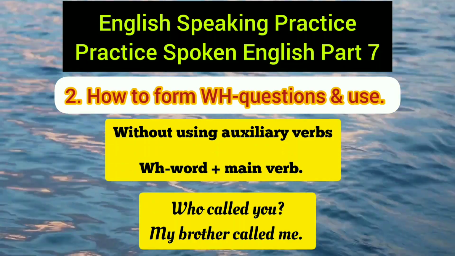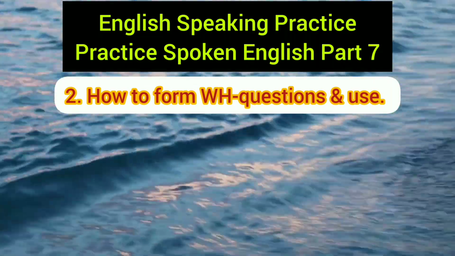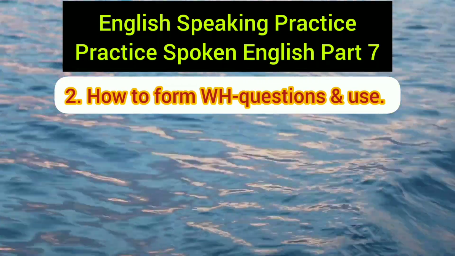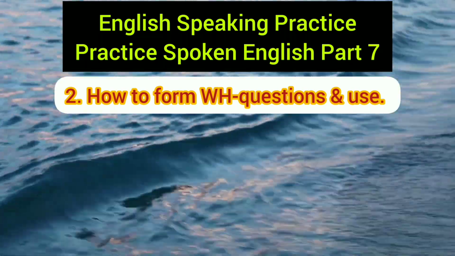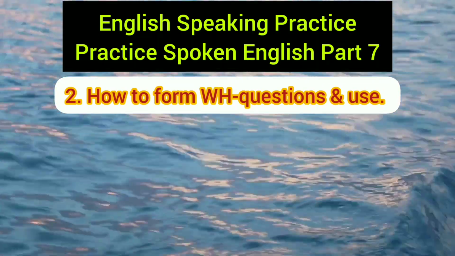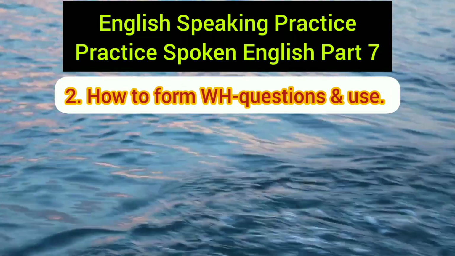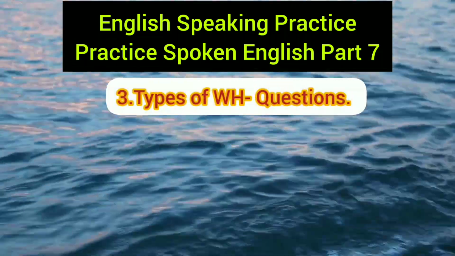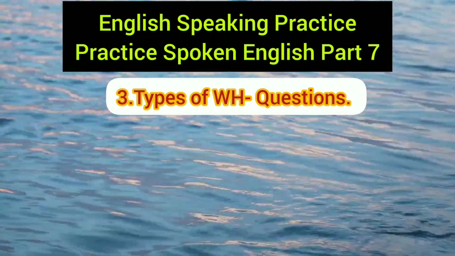There are two ways to form a WH question. One, which I have already discussed before, is where we use WH word plus auxiliary plus subject plus main verb. And the second way is to directly use the WH word and follow it up with the main verb. Up next, I'm going to discuss WH questions in detail: which one to use in which context. I'll talk about the types of WH questions, and also the types of WH words, and in which context we can use them.